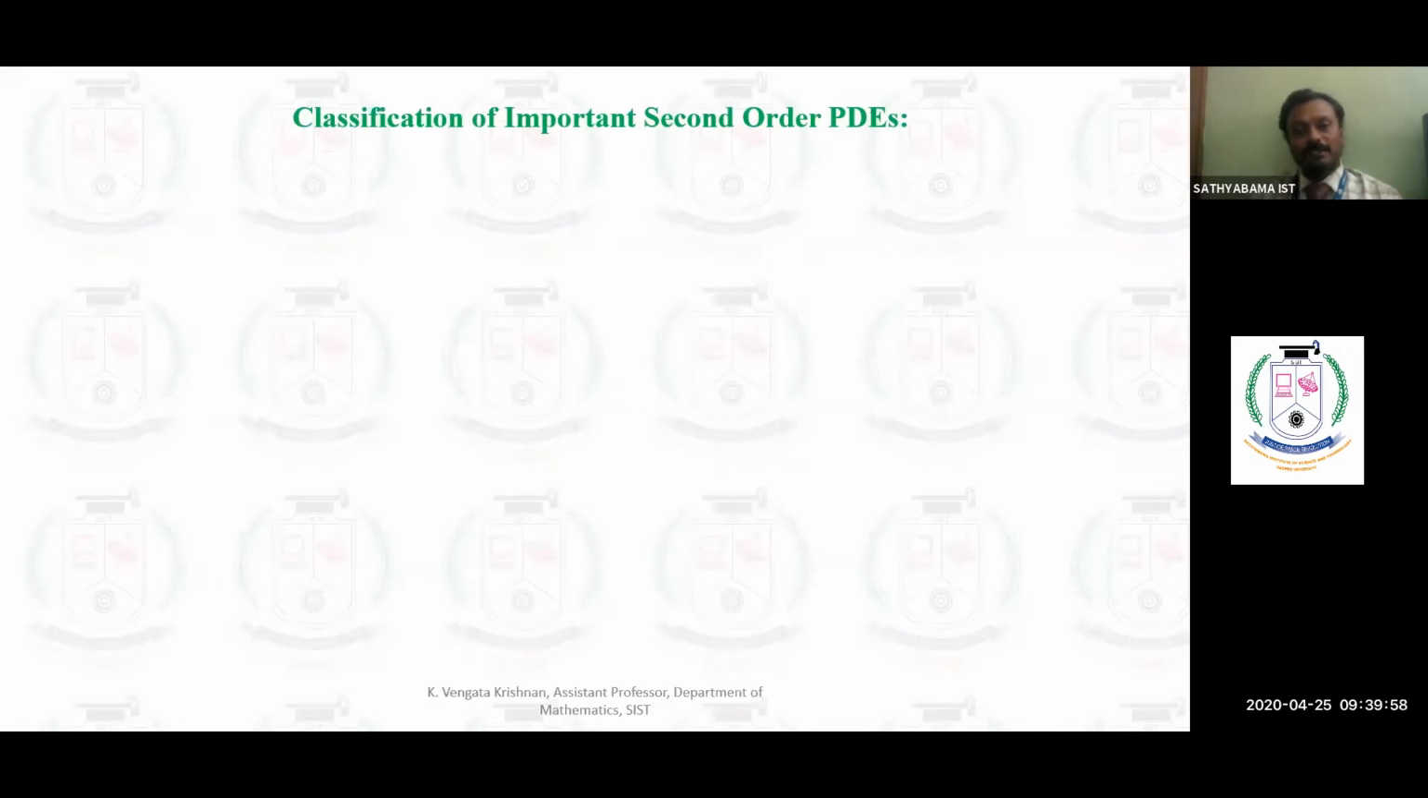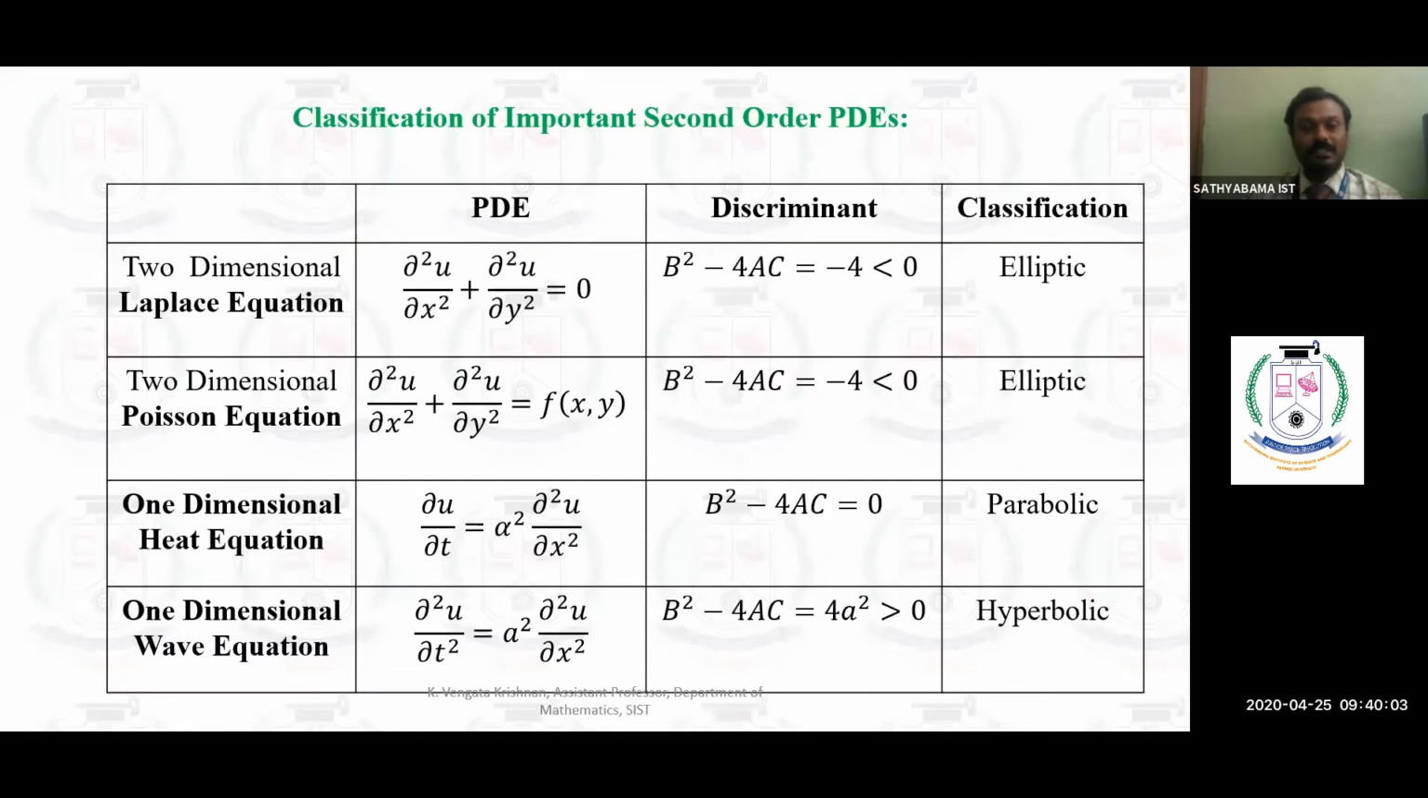So some of the known PDEs that we'll classify based on their discriminant value. Now the first one we have taken is the Laplace equation, or the two-dimensional heat equation under steady-state conditions. Here the A value, that is the coefficient of ∂²u/∂x², is 1. The B value, that is the coefficient of ∂²u/∂x∂y, is 0 because the term is absent here. And the coefficient of ∂²u/∂y² is also 1.